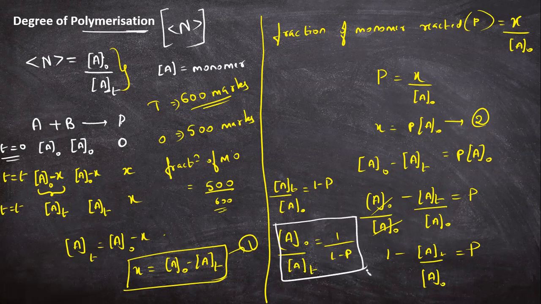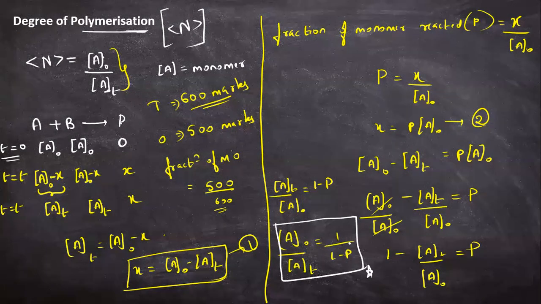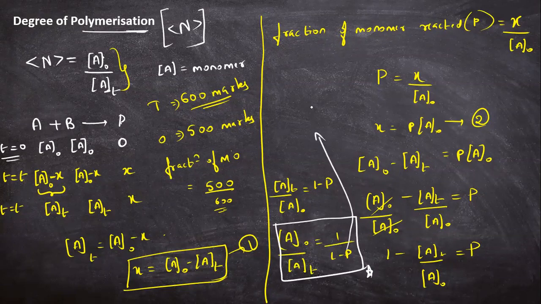So this is the final equation to calculate the degree of polymerization if molecular weight is not given. At that time they will provide you P, the fraction of monomer reacted. So simply do 1 upon 1 minus P. We will get the degree of polymerization, that is A naught by AT.